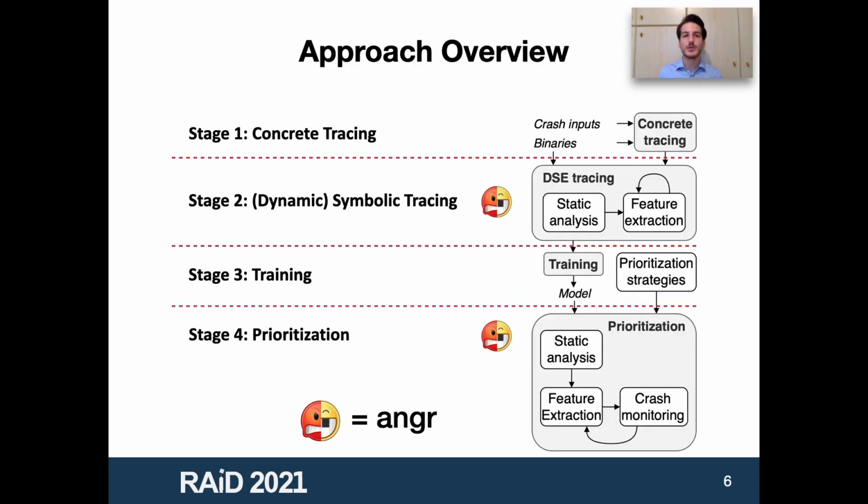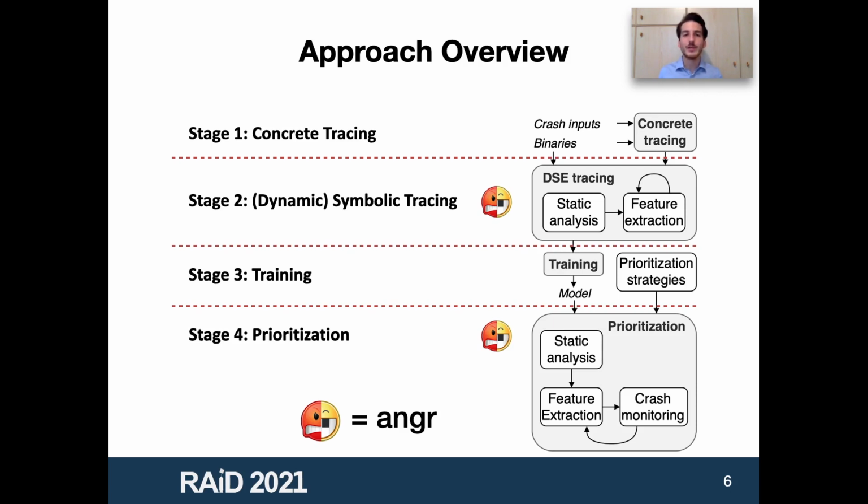Our approach is structured in 4 stages: concrete tracing, dynamic symbolic tracing, training, and prioritization. You can see the diagram here on the right side of the slide how these 4 stages interact, from the concrete tracing of the binaries and question inputs to the prioritization stage, where we use our prioritization strategy to predict vulnerable states in unseen programs.